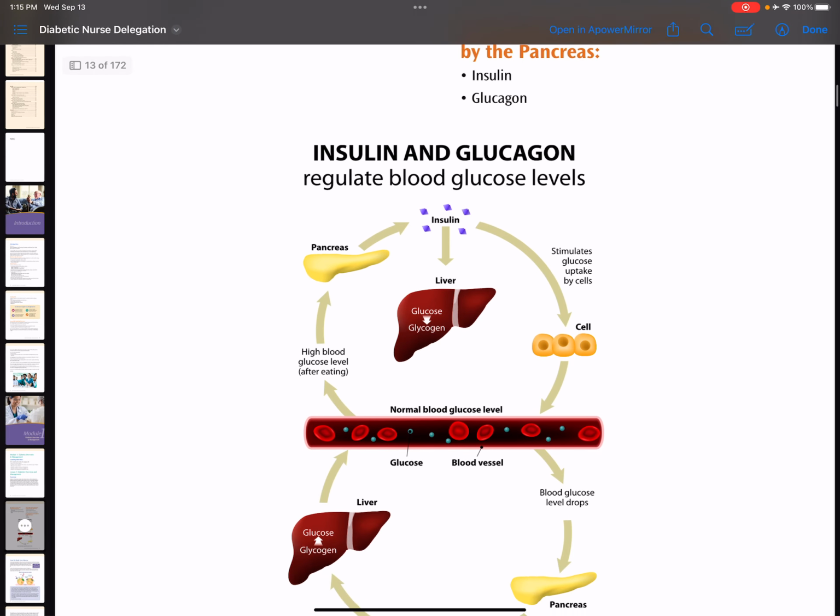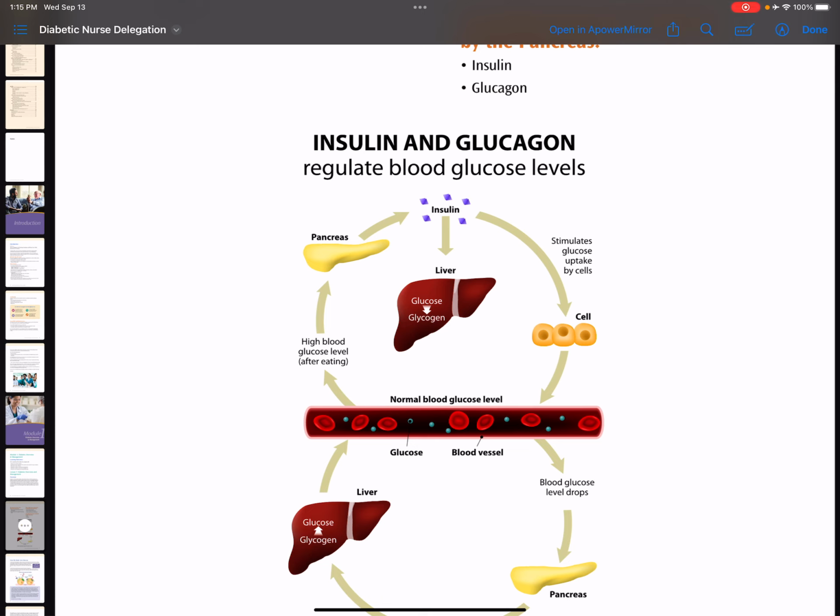The pancreas has 2 important functions. First, it makes enzymes that break down food in the intestine, like lipase, which breaks down fat, protease, which breaks down proteins, and amylase, which breaks down carbohydrate. And the second purpose of the pancreas is it makes hormones that regulate blood sugar level. The hormones are insulin and glucagon.